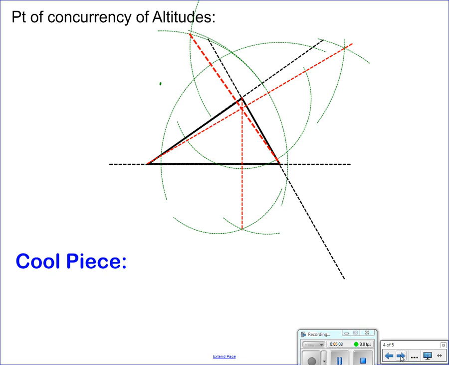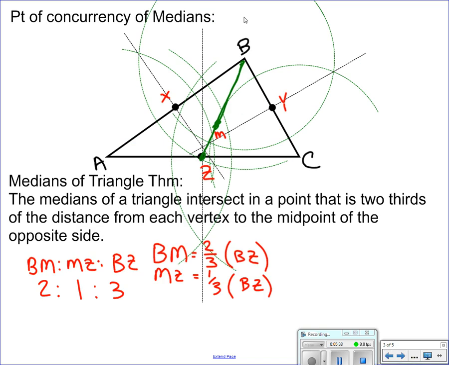Lastly, the point of concurrency of the altitudes. Sometimes when you're drawing altitudes, you might have to extend the sides. So that's what these dashed lines are of our triangle, the extension of the sides. So you have those, and those meet at a point. And that point is called the orthocenter. I forgot to give you the name for the other one. The name for the other one is the centroid. So the point of intersection of all the medians is the centroid.